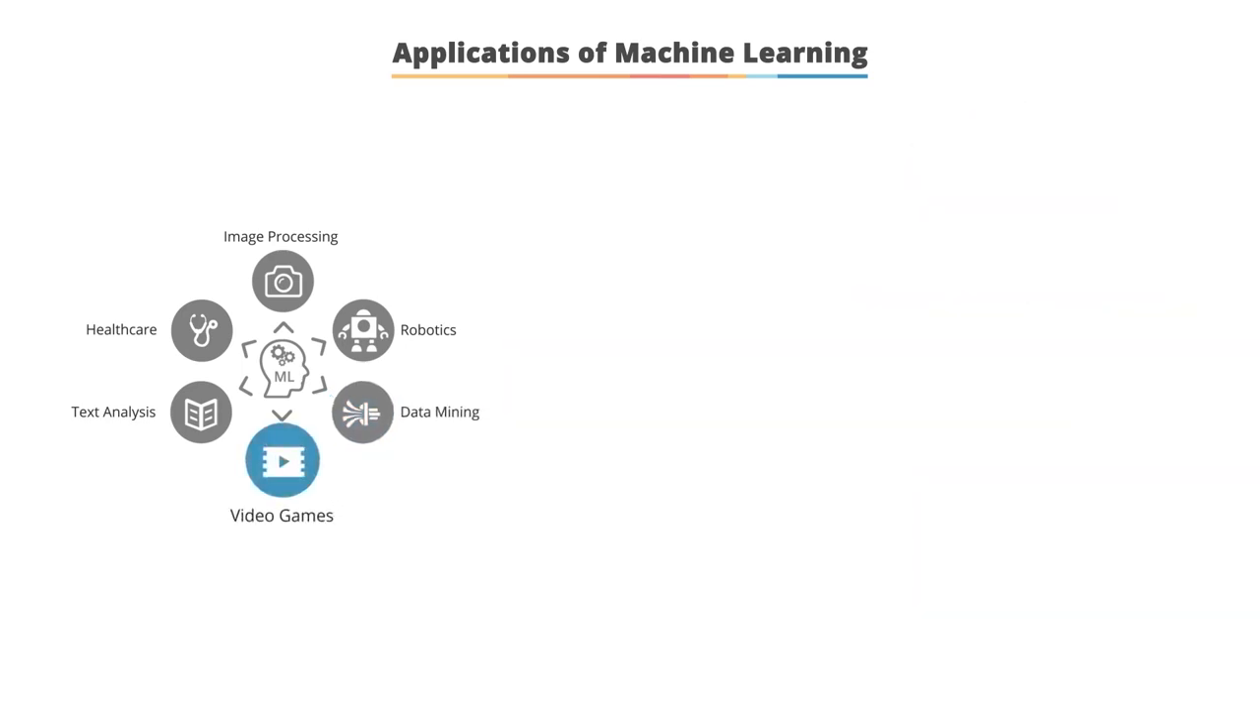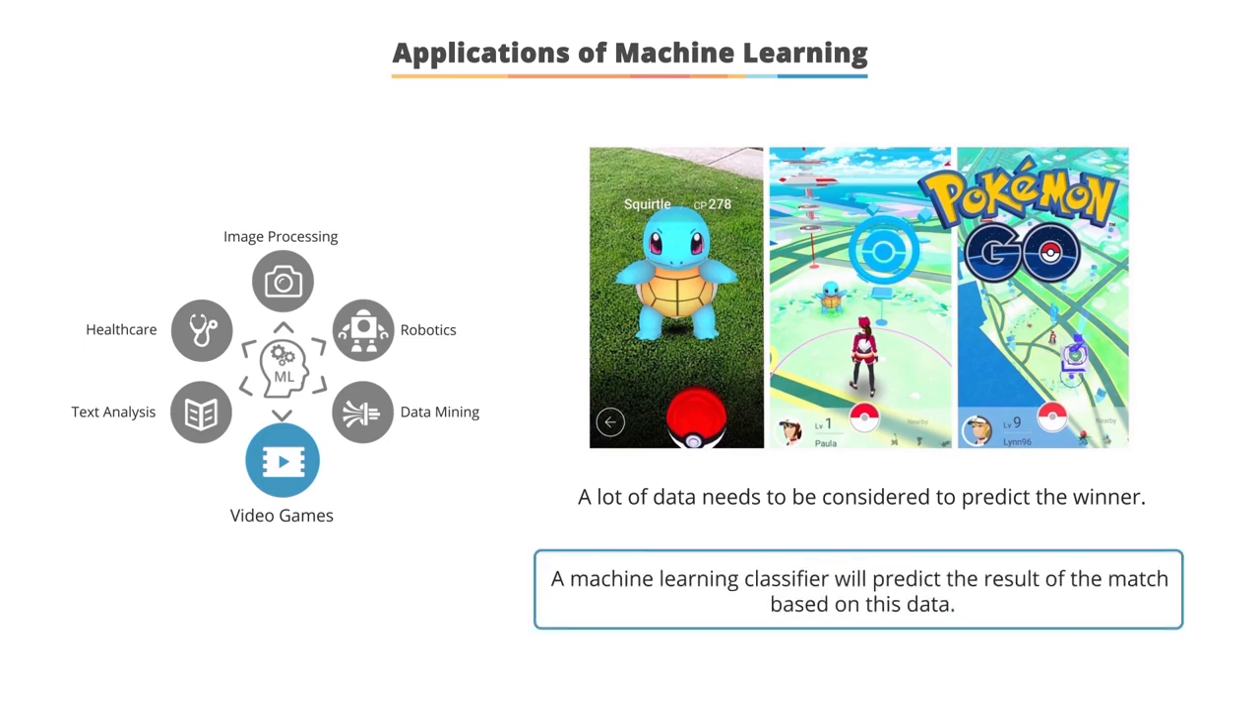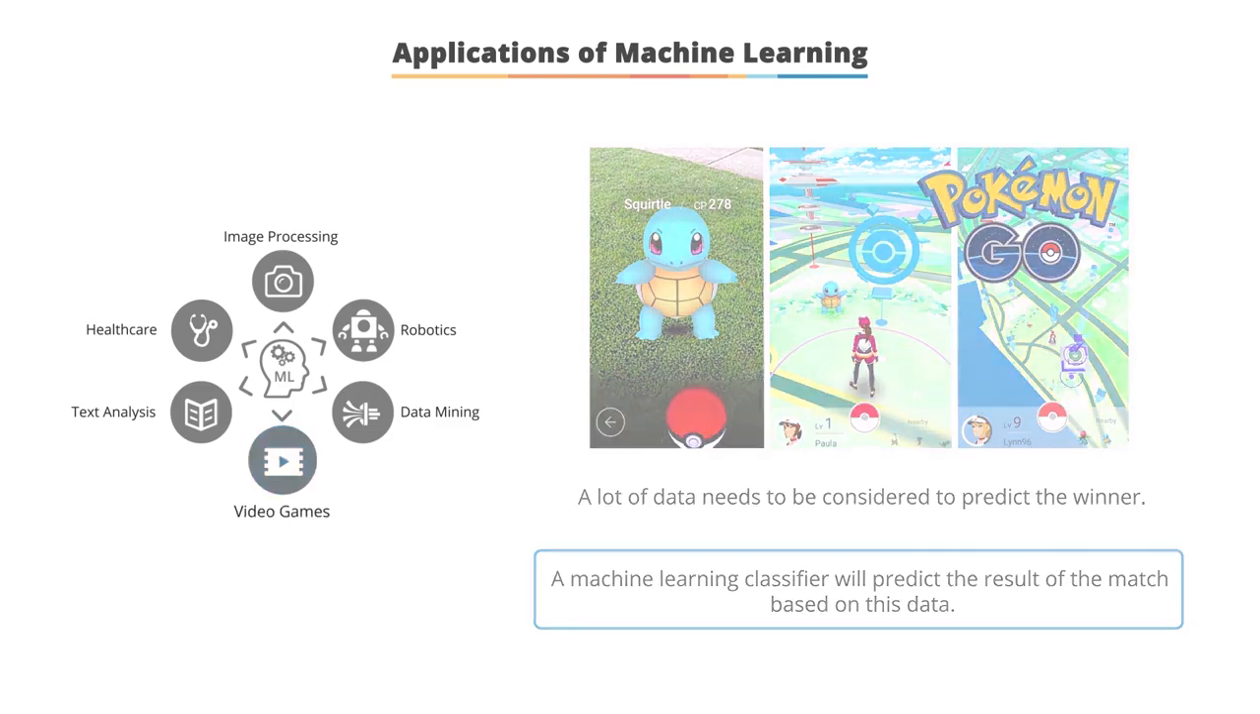Machine learning is also applied in many video games in order to give predictions based on data. In a Pokemon Go battle, there is a lot of data to take into account to correctly predict the winner of a battle. And this is where machine learning becomes useful. A machine learning classifier will predict the result of the match based on this data.